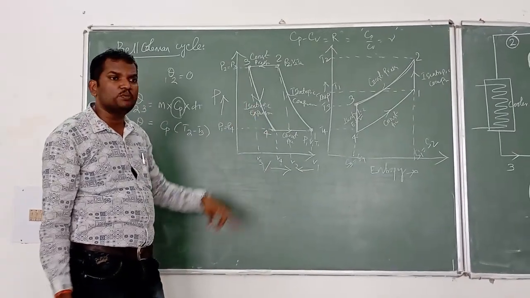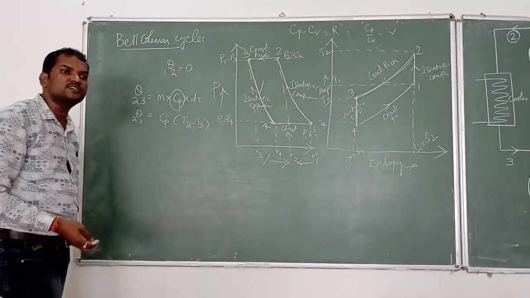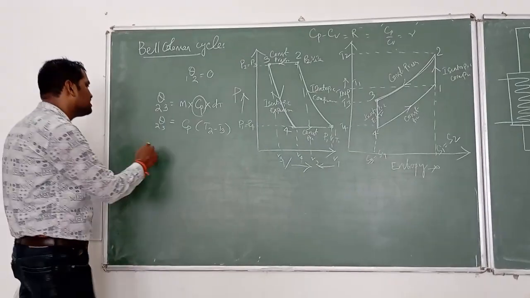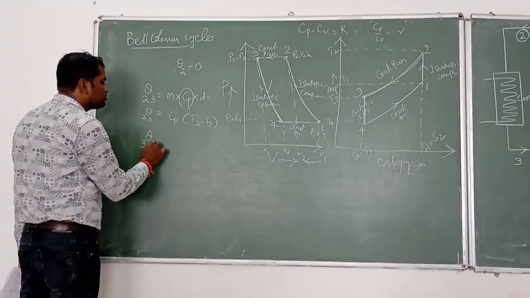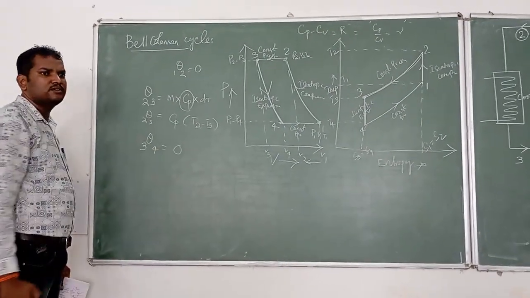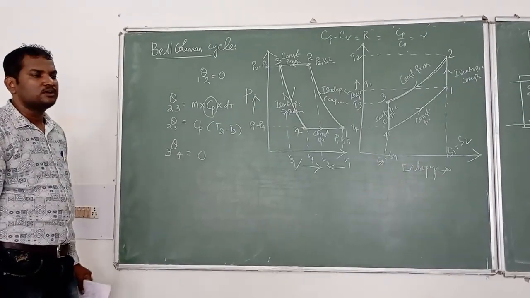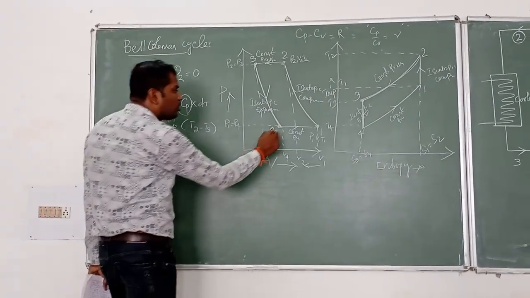Since it is an isentropic process, the air neither receives heat nor gives out heat. Heat transfer during the process is equal to 0. Is that understood? Is equal to 0.